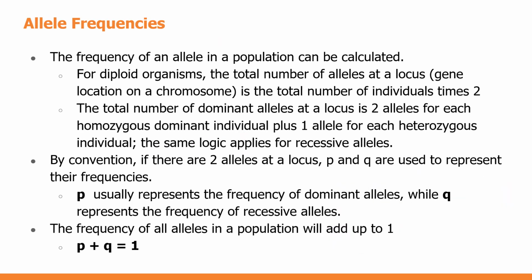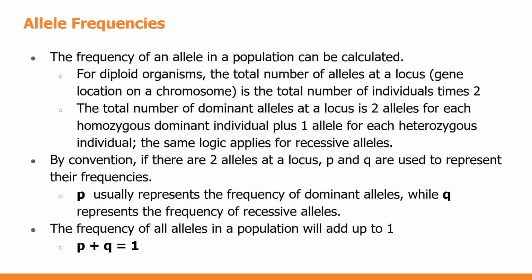So now let's talk about allele frequencies. The frequency of an allele in a population can be calculated. For diploid organisms, the total number of alleles at a locus, meaning the gene location, is the total number of individuals times 2. The total number of dominant alleles at a locus is 2 alleles for each homozygous dominant individual, plus 1 allele for each heterozygous individual. The same logic can be applied for the recessive alleles.